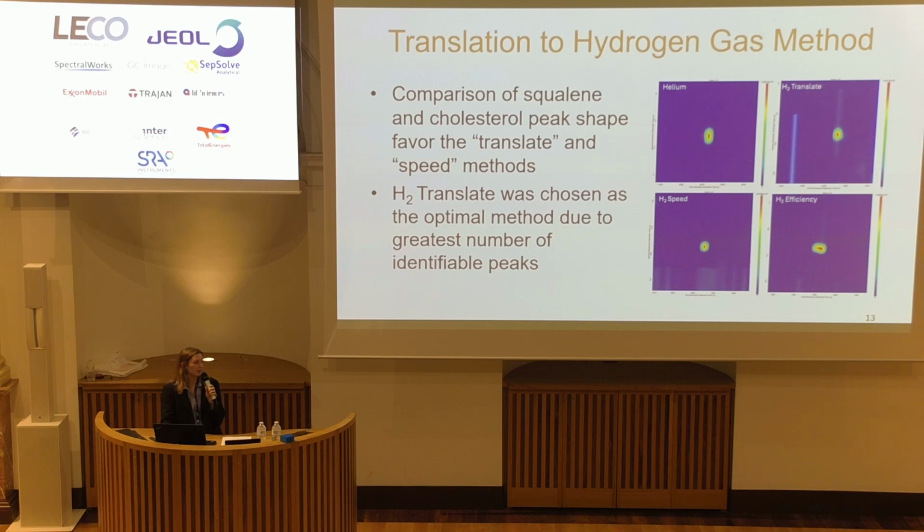I also looked at peak shape of mainly squalene and cholesterol. Those are 2 main fingerprint compounds. You could see some peak tailing in the hydrogen efficiency method, but the speed and translate methods were very similar in peak shape to the helium method. Ultimately, the hydrogen translate method, that 1-to-1 method, was chosen as optimal for fingerprint residue because it could identify the greatest number of peaks compared to the other 2 methods.